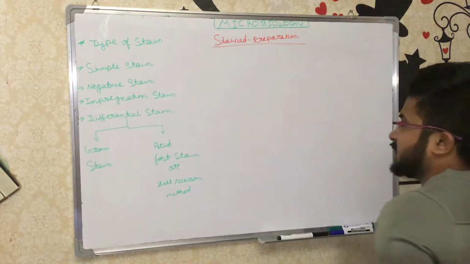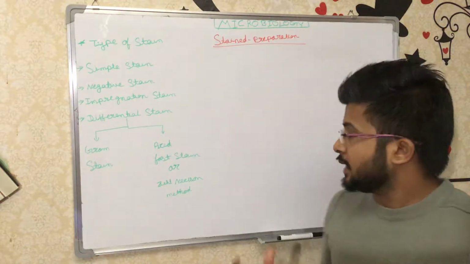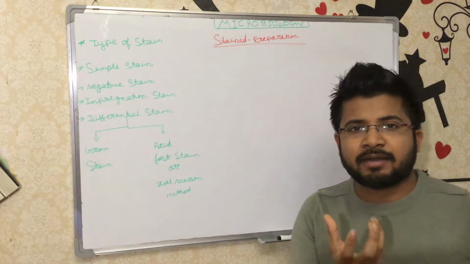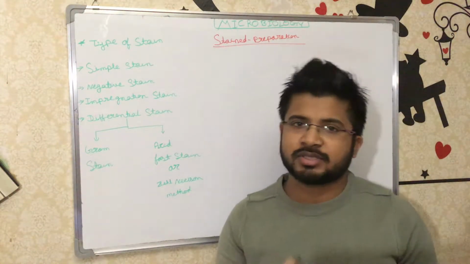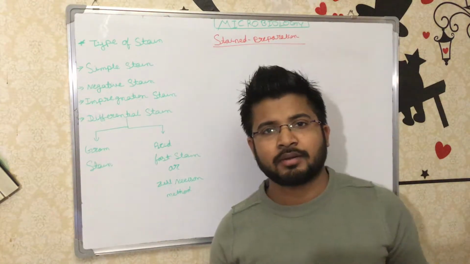Staining preparation means we color the bacteria, and due to the color, the light does not simply pass through the slide, and then we can see that something is there on the slide. Whether it's a bacteria, which type of bacteria, structurally and morphologically, everything we can know.